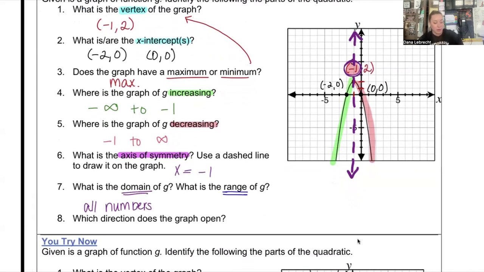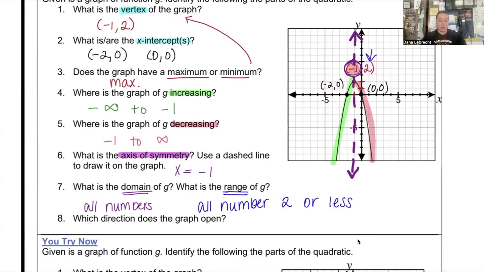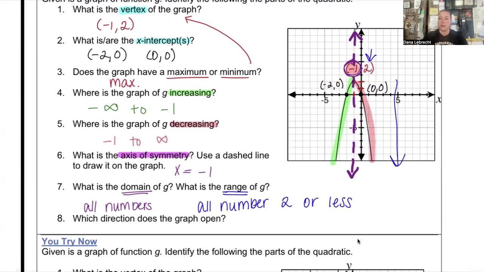Okay, and then what is our range? That is describing our y values in this direction. So that's always going to be restricted by that vertex, which here is a maximum. So the highest y value we can have is 2. So that means my range would be all numbers 2 or less, because we can have 2. We have that right here. But we also have anything less than that, nothing above.